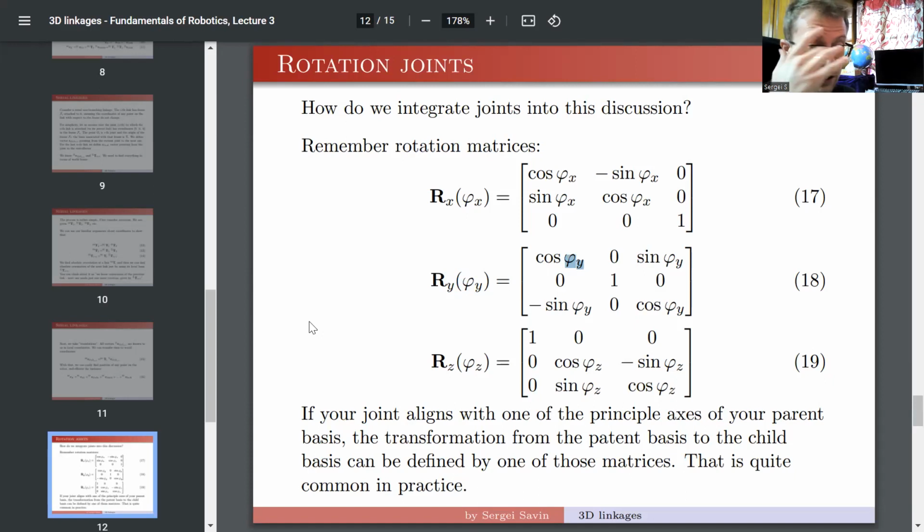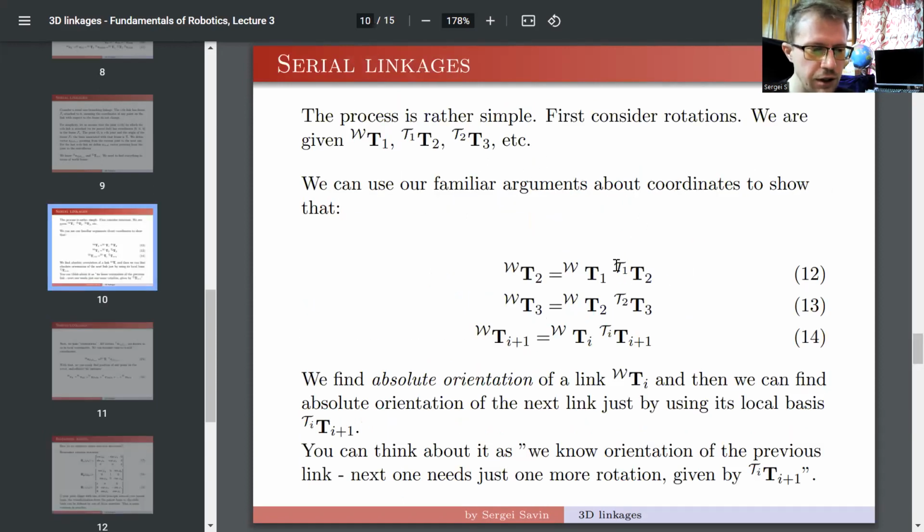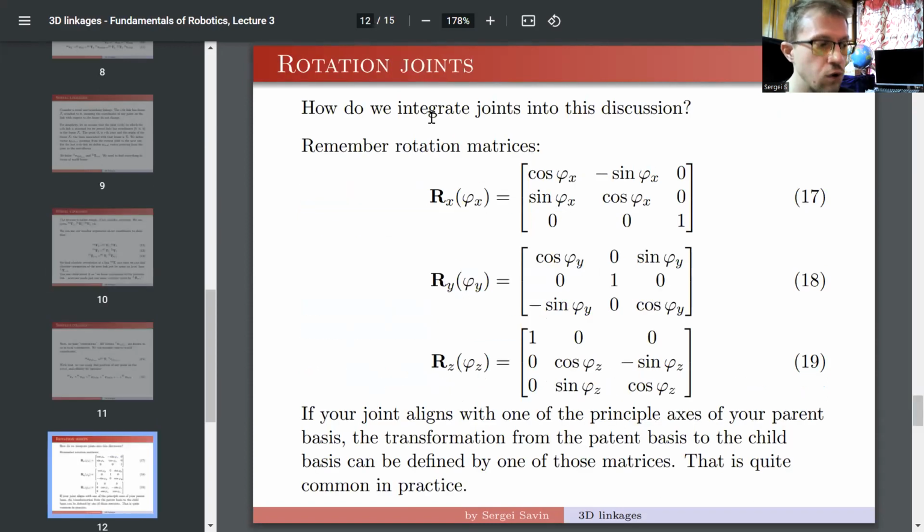In usual practice, for example for something like a KUKA robot with all pin joints, all of those frame transformations, T2 with respect to T1, T3 with respect to T2, all of them would be rotation matrices, because all of the joints would be aligned with principal axes.